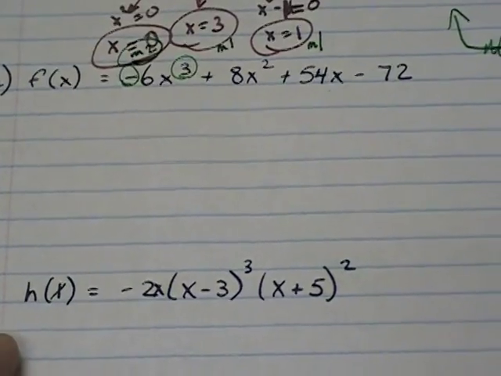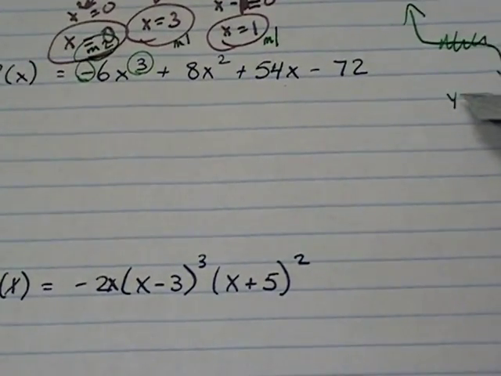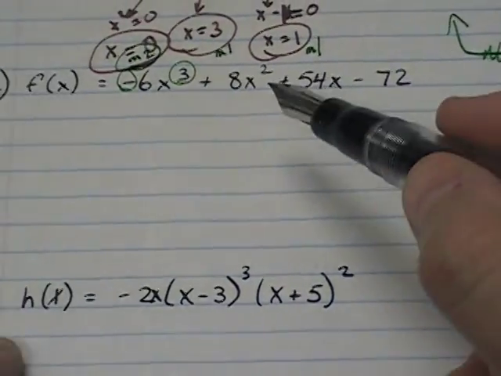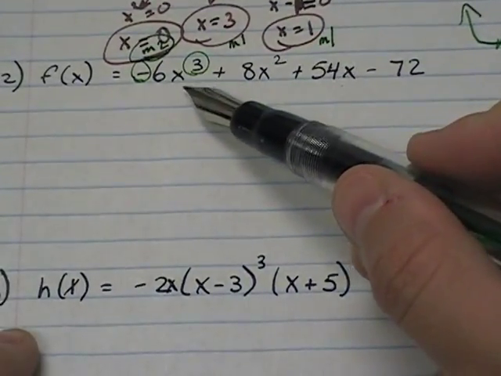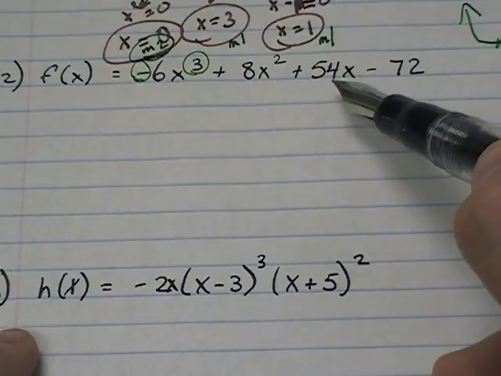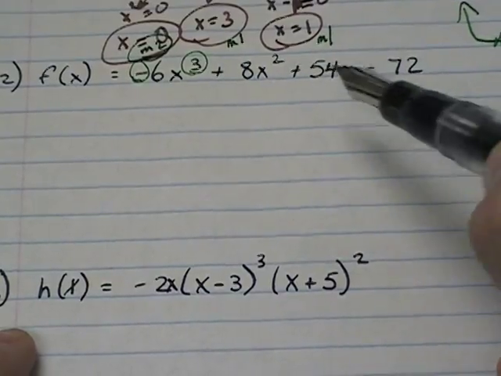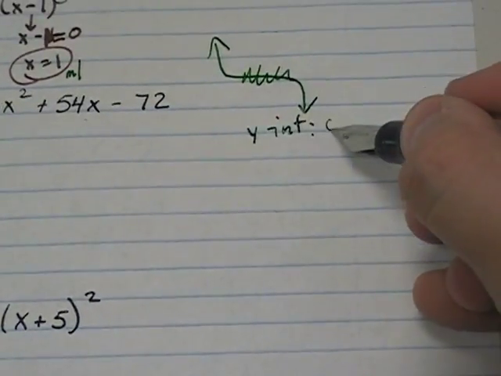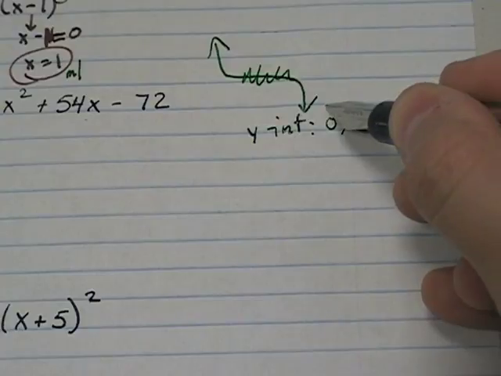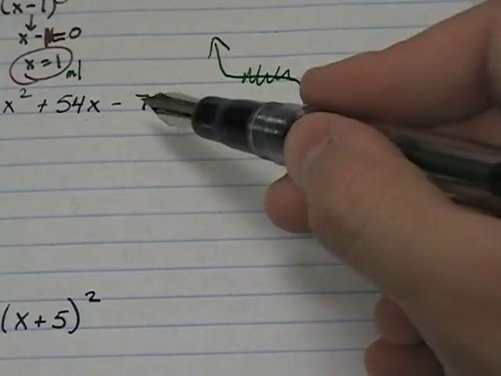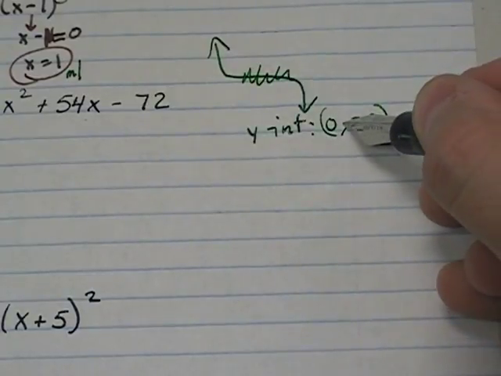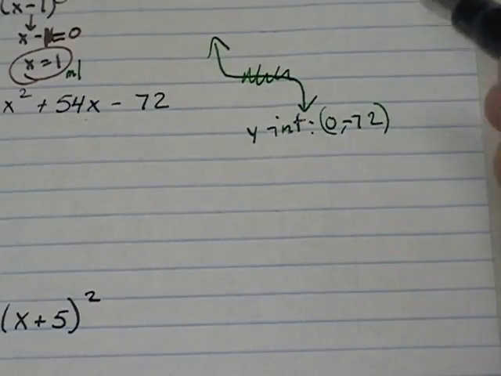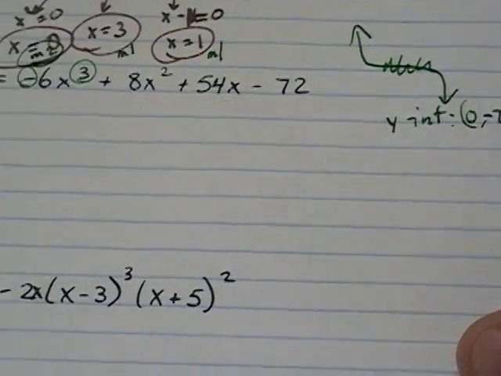The second thing is the Y-intercept. How do I find the Y-intercept? I set x equal to 0. So I have 0 plus 0 plus 0 minus 72, which gives me the point (0, -72). So I know the end behavior, I know the Y-intercept.